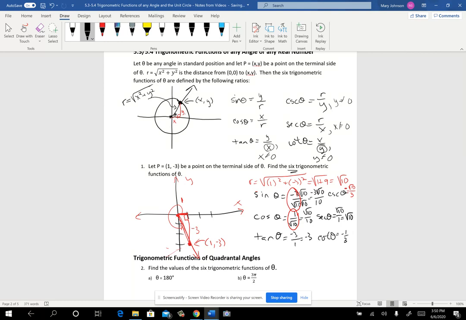So we can just think about the point being the x and the y, calculate the r by using the distance formula like we did. And we found out that r equaled the square root of 10. And then we can just use the formulas. But the formulas are connected to the right triangle work we did earlier.